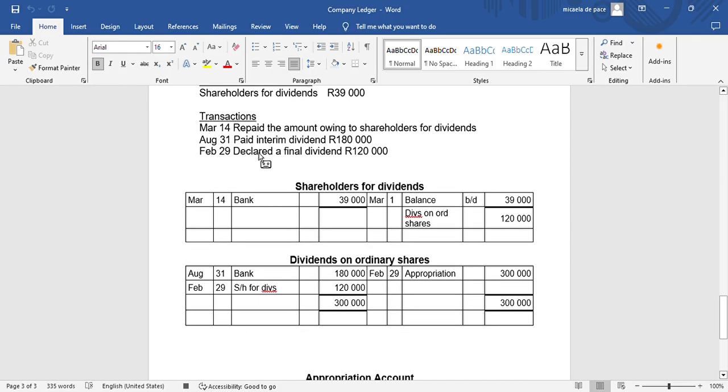Then they tell you declared a final dividend of 120,000. That is also an expense for the current year, so you record it in dividends, but this time you show that you owe the shareholders the 120,000. So there's that double entry for the 120,000. You debit the dividends and you credit shareholders for dividends. Now usually you will get told paid a dividend of, let's say, 15 cents per share. Remember to calculate the amount, take the number of issued shares times by the dividend.